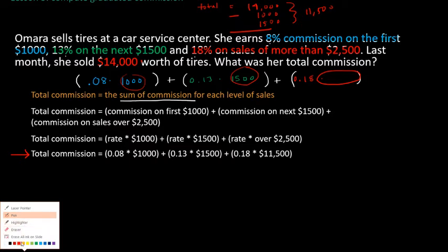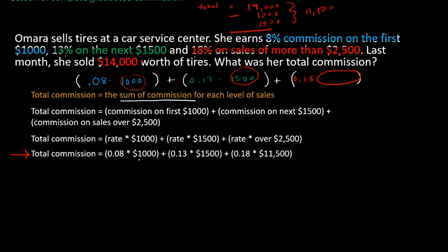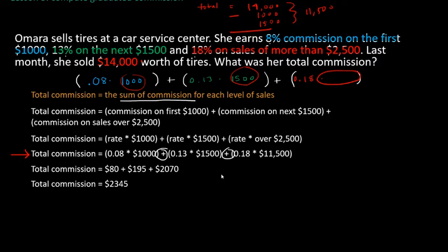One more thing to point out: notice that we are adding each of these chunks together, right? We're taking the sum of each of her individual commissions. We're not multiplying these together. So I simplify from here, and I find that her total commission is $2,345.